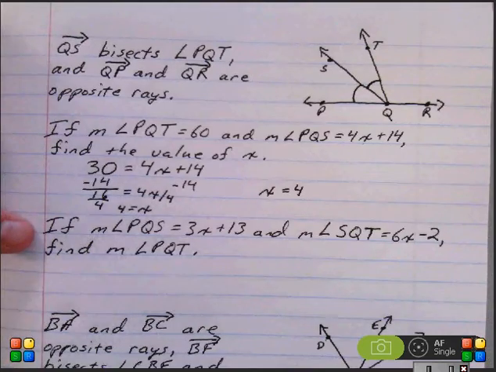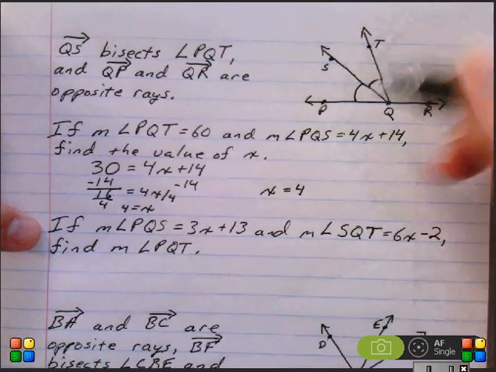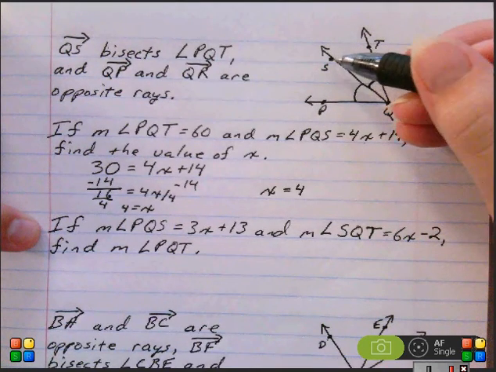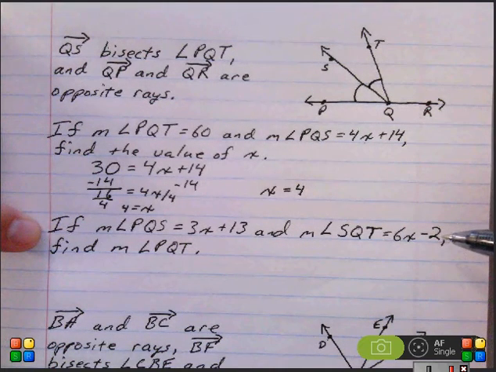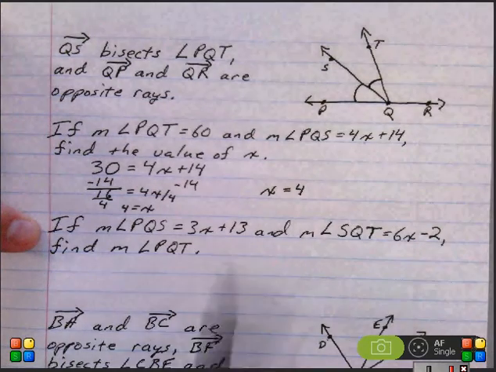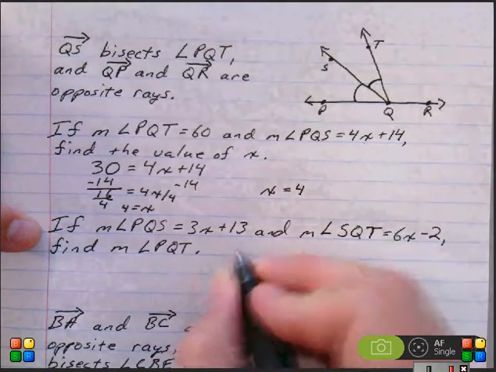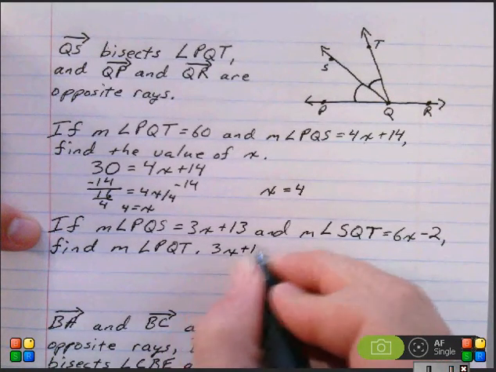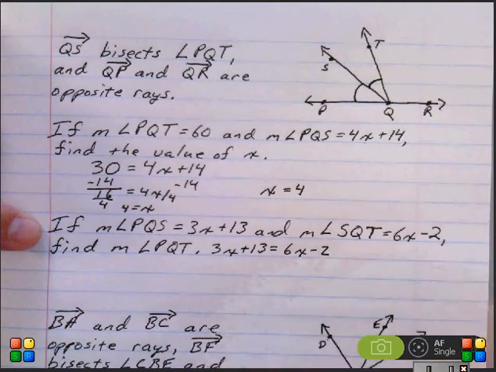Let's look at the next one. If the measure of PQS is 3x plus 13, and the measure of SQT is 6x minus 2, then we're going to try to find PQT, which is the whole thing. We know that these are equal to each other because they were bisected, so I'm going to set them equal to each other. So I've got 3x plus 13 equals 6x minus 2.